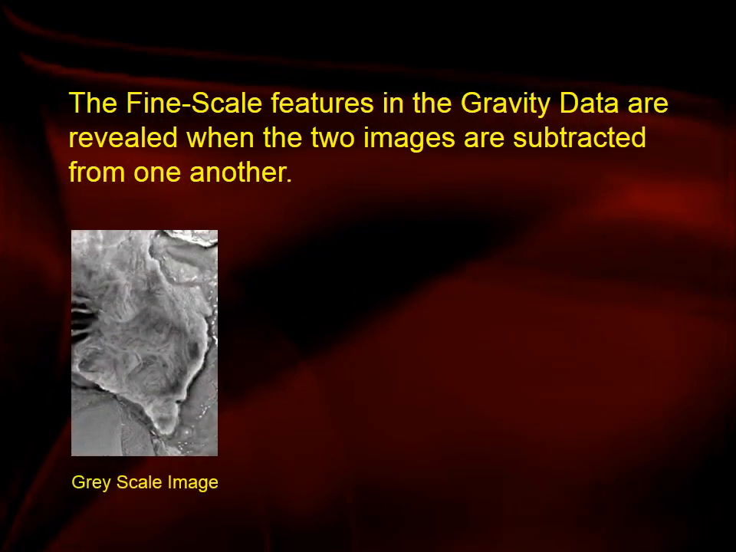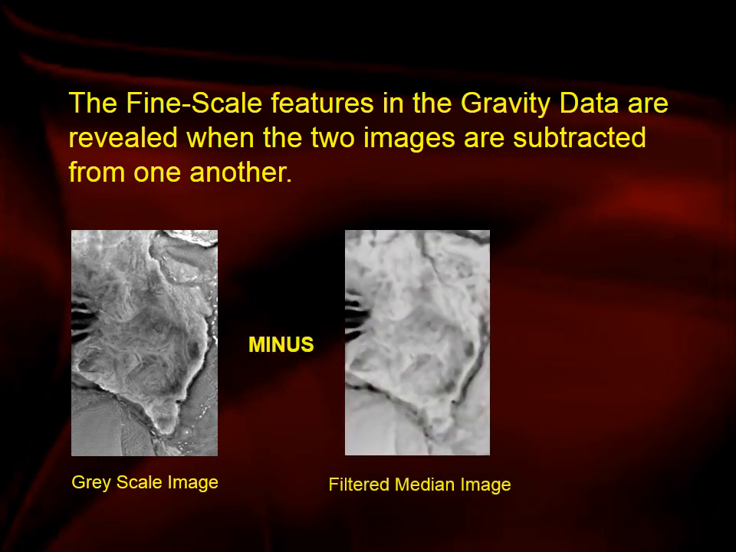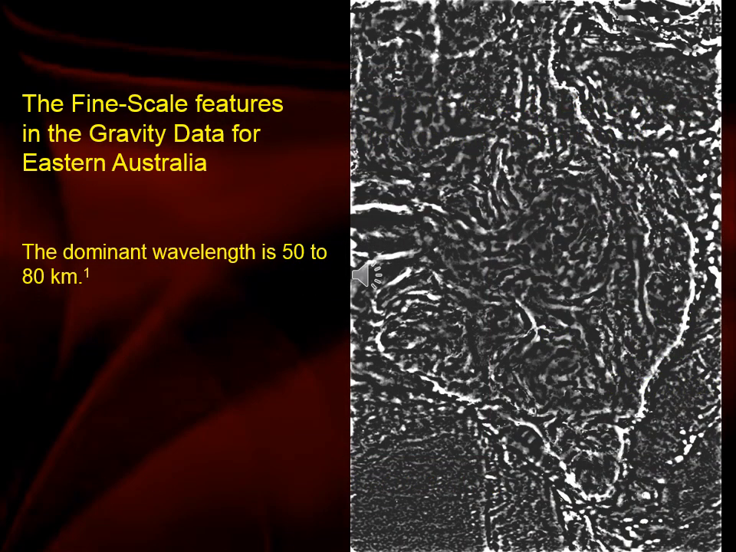The fine-scale features in the gravity data are revealed when the two images are subtracted from one another. The original grayscale image for Eastern Australia has the filtered median image subtracted. This reveals the fine scale features. This is the resultant map of Eastern Australia showing the fine scale features in the gravity data.